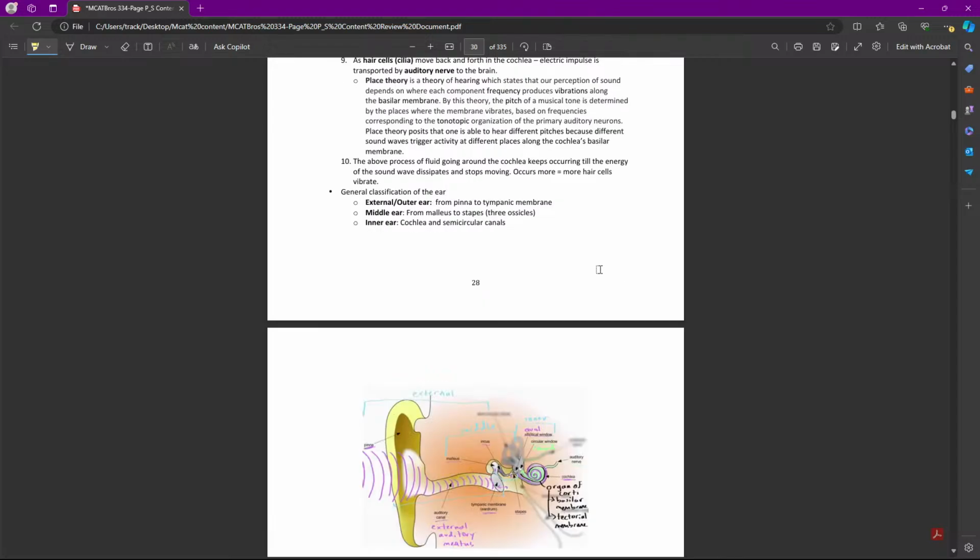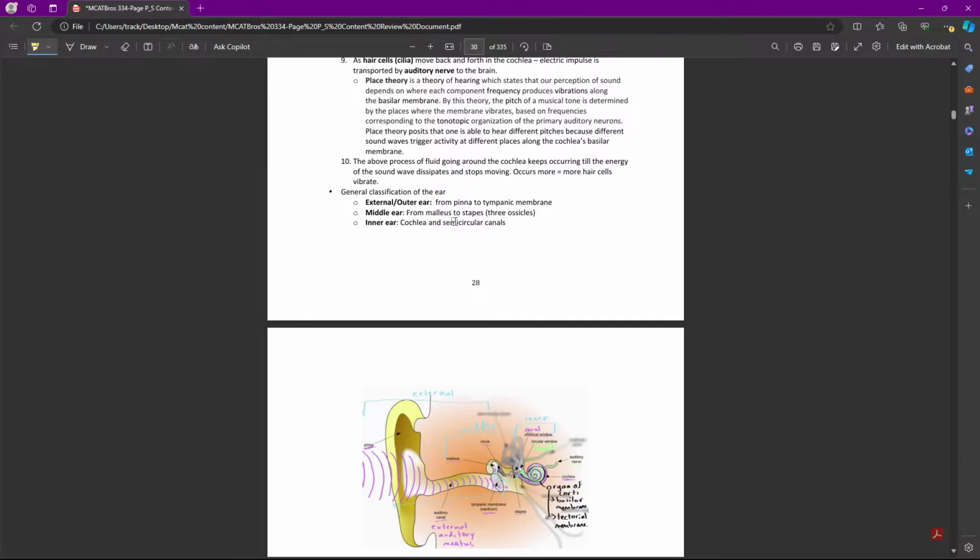So, the three classifications of the ear: we have the external ear, from the pinna to the tympanic membrane, which also includes the auditory canal. We have the middle ear, which has the three small bones that we evolutionarily derived from different fish components. If you have ever taken comparative vertebrates, it would teach you that through the evolutionary history. And then in our inner ear, we have the cochlea and the semicircular canals.